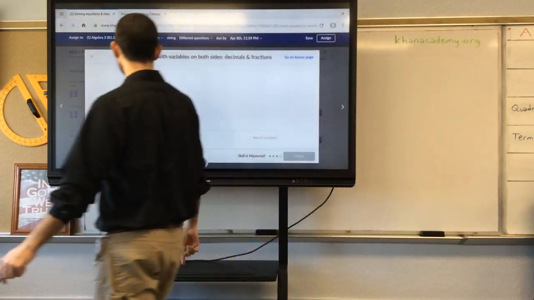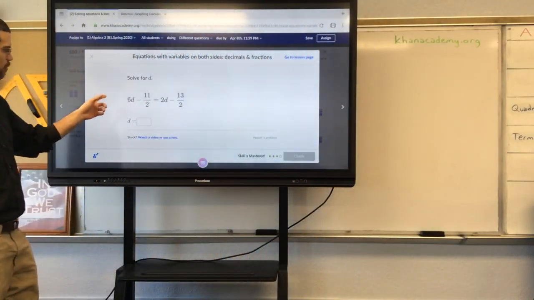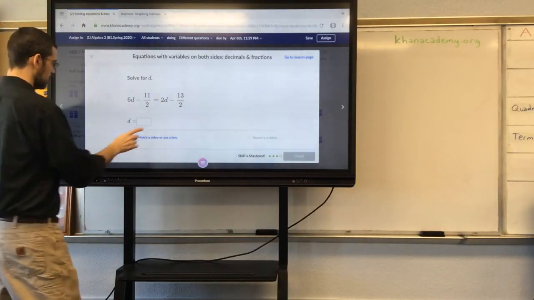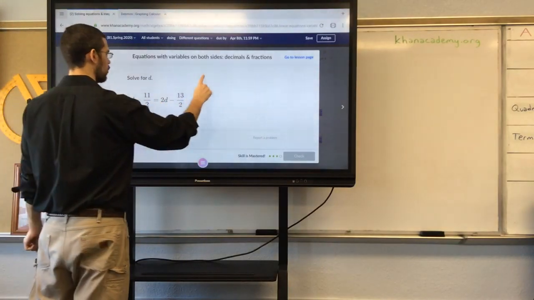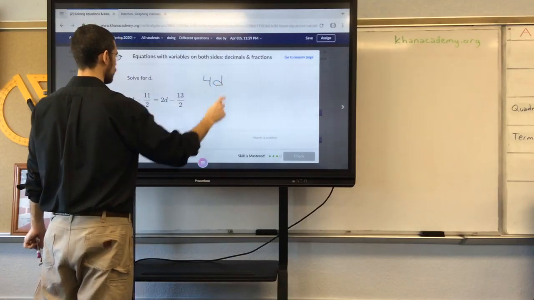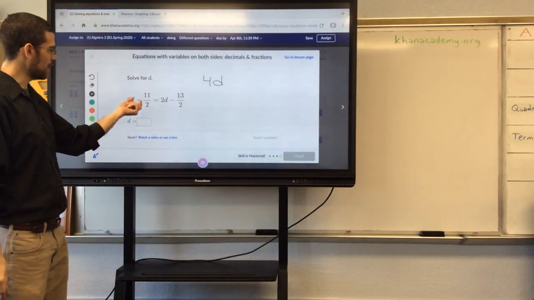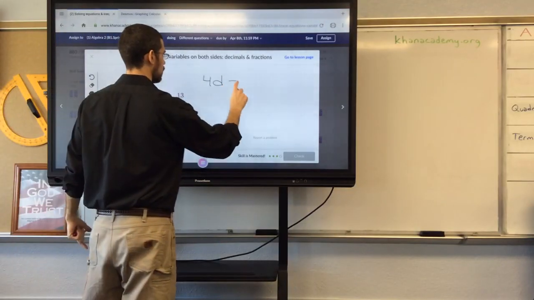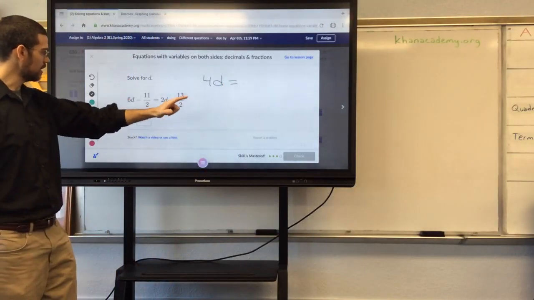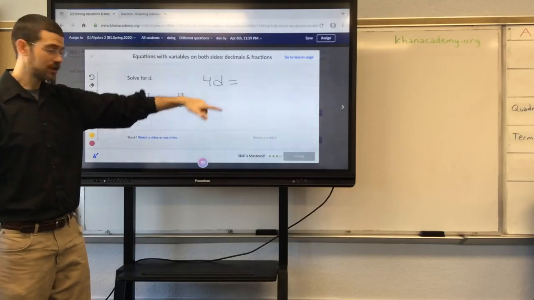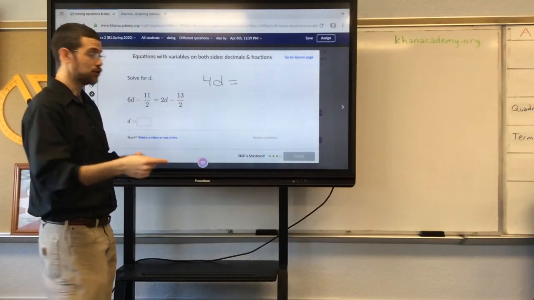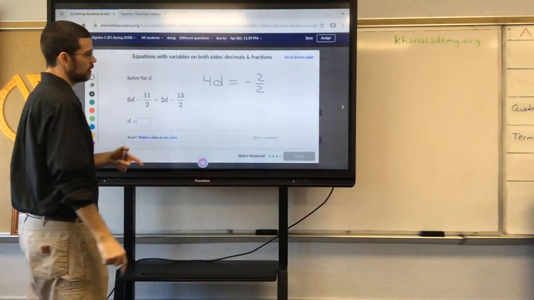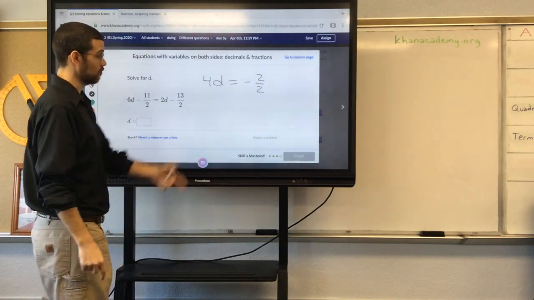Now this one, solve for D. We want D to be positive, so we'll take away 2 D's from 6 D's. That leaves us with 4D on the left. We don't want negative 11 halves here, so we'll add it to both sides. So now it'll be on the right side. 11 halves minus 13 halves is negative 2 halves. Now, negative 2 halves is negative 1.